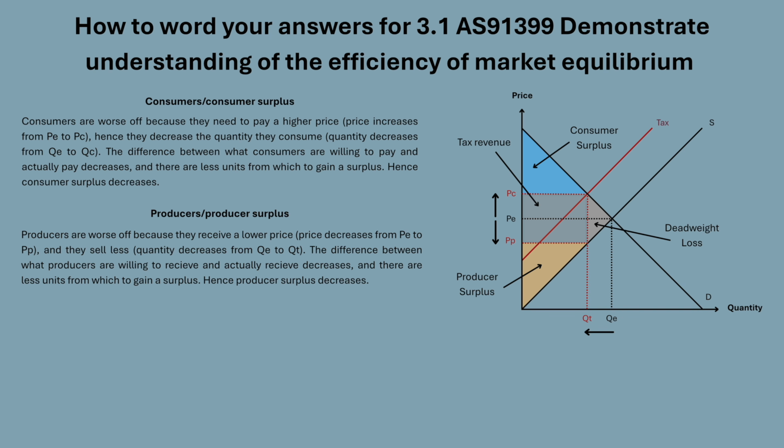I'll note here that in the exam they might ask you either about the effect on consumers or consumer surplus, or producers or producer surplus. The answer for both is the same, whether they're talking specifically about the surplus or just the consumer or producer in general. Let's look now at the impact of a tax on allocative efficiency.